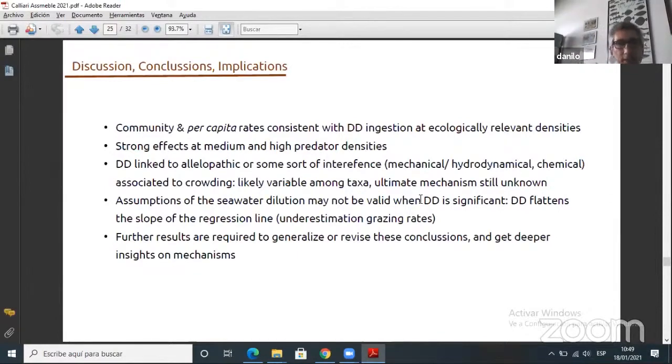So the key implication of this result is that some of the assumptions of the seawater dilution method may not be valid if density dependence is significant at in situ conditions. The overall effect that this would have is that density dependence would flatten the slope of the regression line in a typical dilution experiment. That is, it would lead to an underestimation of real grazing rates.